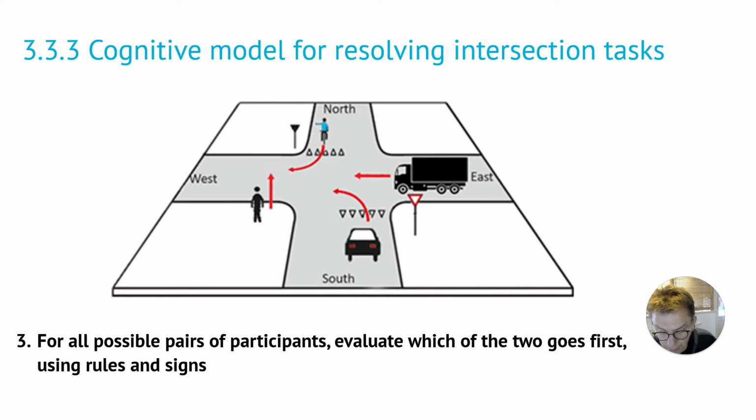The third step is evaluating whom out of each pair goes first, using different rules and signs. For instance, here are 4 interactions which are solved by different general traffic rules. And these are assigned different law traffic numbers. Other interactions can be solved by reading or using traffic signs painted on the road or posted on the road.